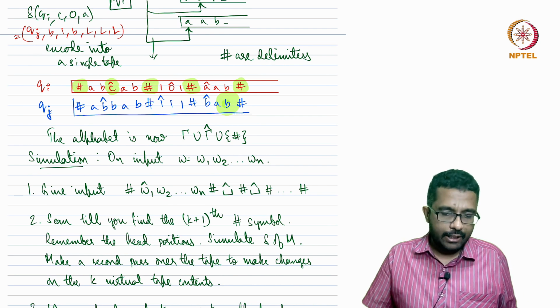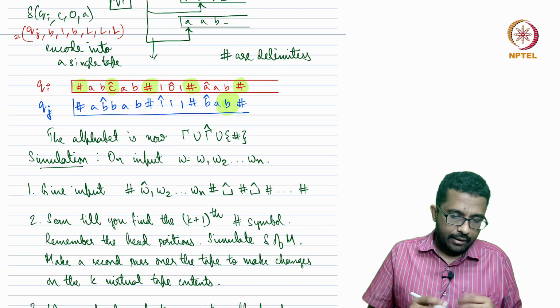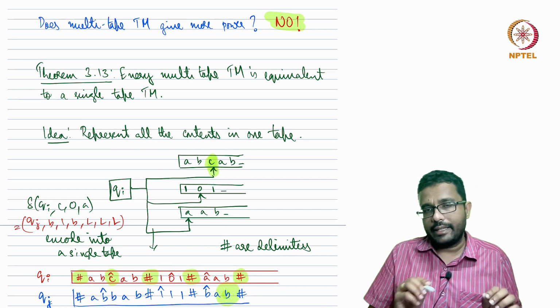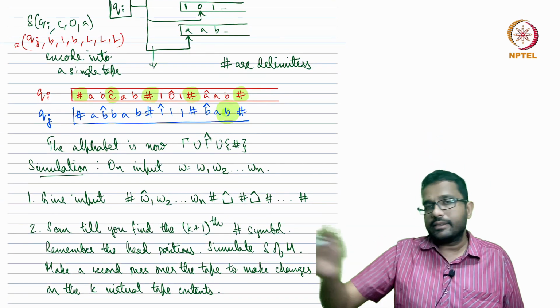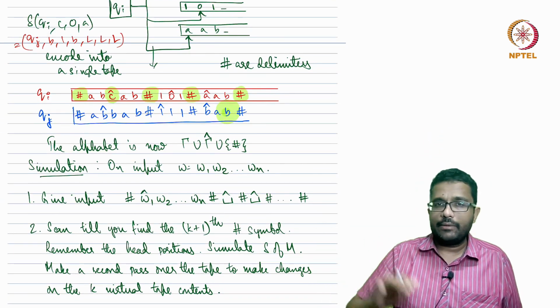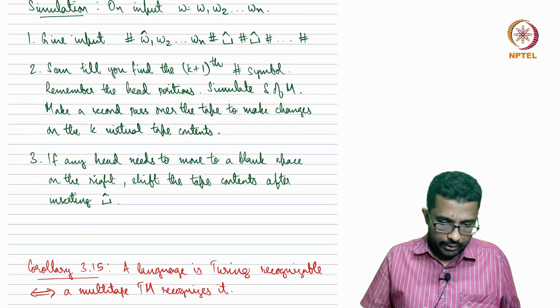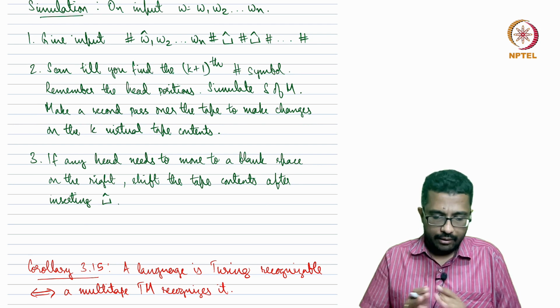So basically it's a simulation, but it increases the running time, as you may guess, because earlier you could move things in the single tape left and right individually, but now every single move requires us to scan the entire tape from left to right multiple times, right? So that's how you would implement a multi-tape Turing machine using a single tape.